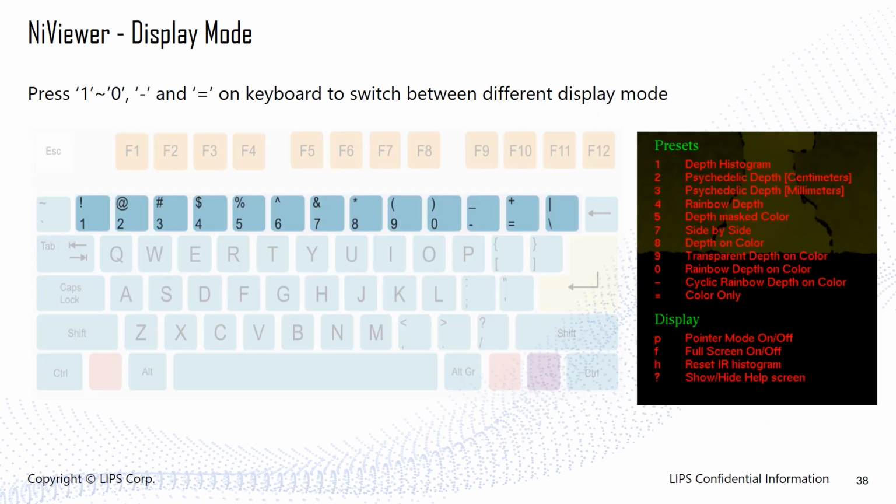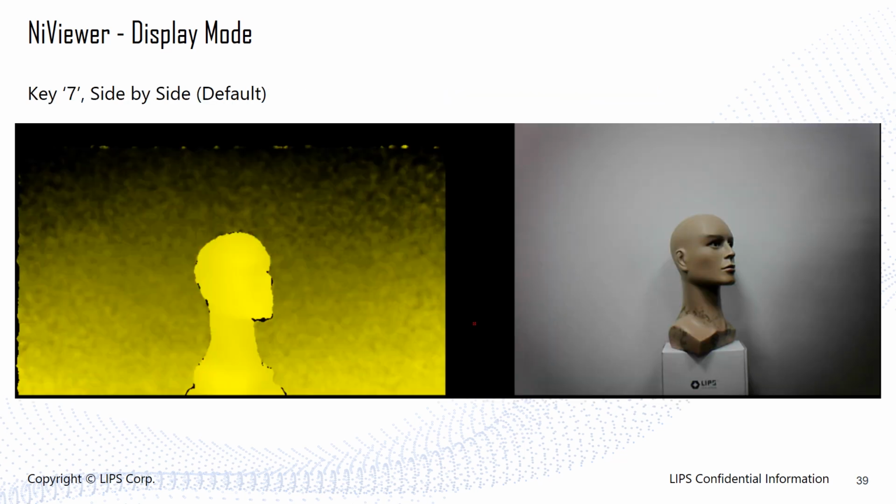The NI viewer allows different views when viewing through the Lips Edge 3D camera series. The display modes can be switched among using the numeric keys from the keyboard. Each key number corresponds to a different display mode. We will navigate through each of them in the next slides. When the NI viewer starts, the default view will be the depth with the RGB using the side-by-side display. This default view can be accessed through the number 7 key.